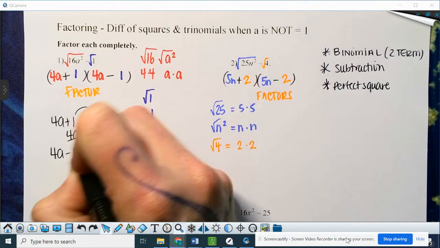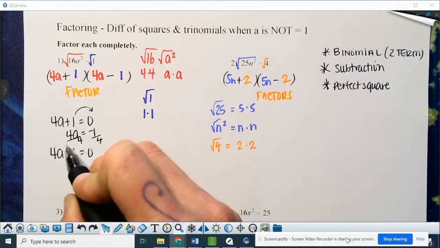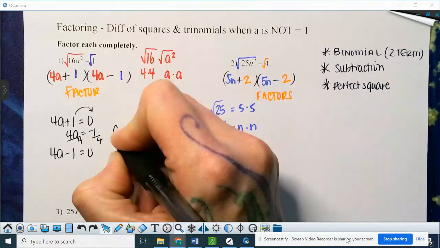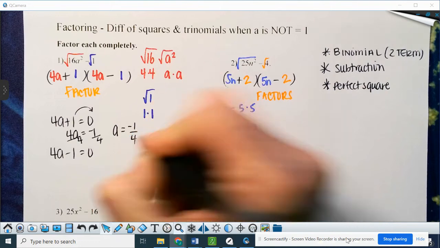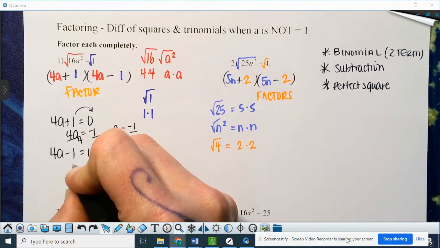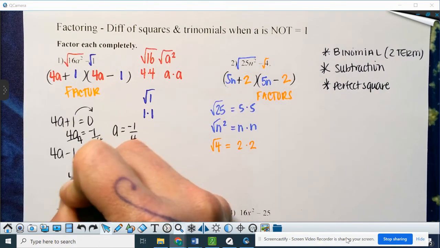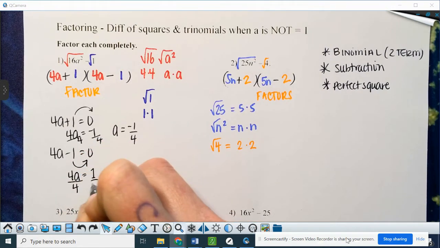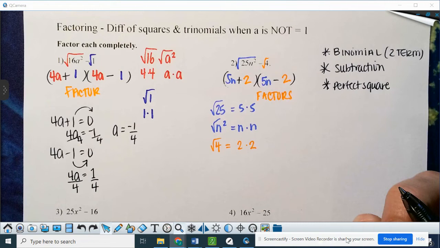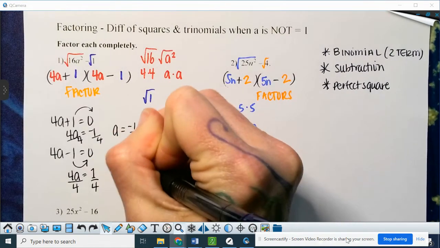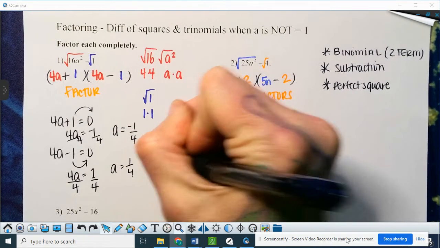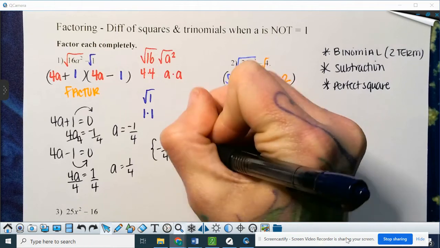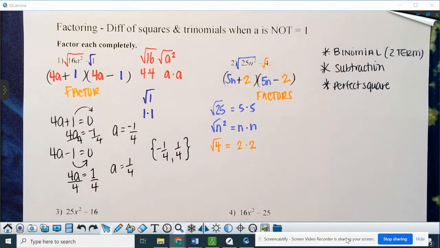And then we're going to divide both sides by 4, because 4a is 4 times a. So in this case, a is equal to a negative 1/4. The second one is a negative 1, so we're going to add 1 over. So 4a equals a positive 1. Divide by 4 again, because that's 4 times a, and the inverse of multiplication is division. So a is also equal to 1/4. So our solution set will be a negative 1/4 and a positive 1/4.